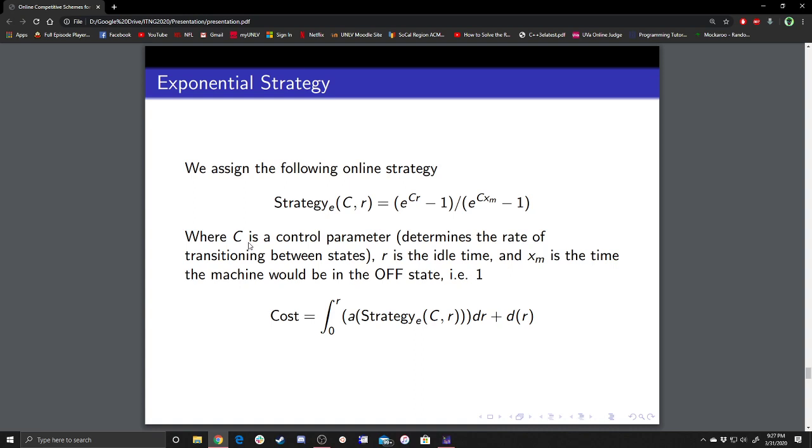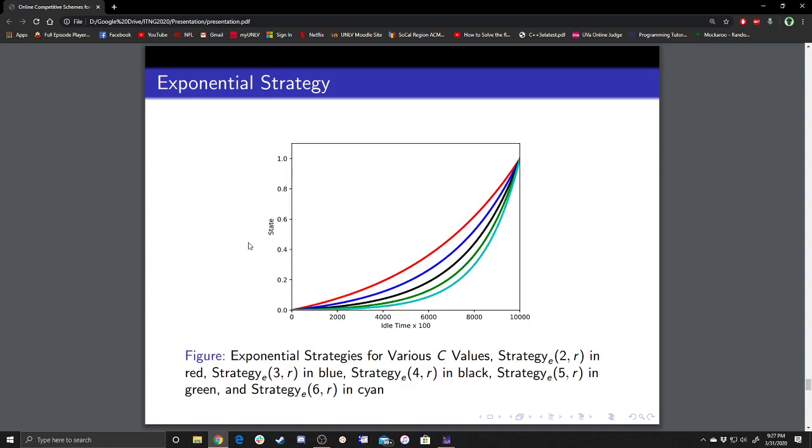So once again, C is going to be the control value, R will be our delay, our idle time between requests, and x of m is going to be our threshold when the machine will power down. And once again, same idea. We apply a strategy, we map it to a state, we get the cost of that state, and we add them all up using this integral over here. So we integrate all of the costs of the strategy from 0 to whenever the request arrives, plus that power-up cost. So in this strategy for exponential states over here, we see this type of curve.